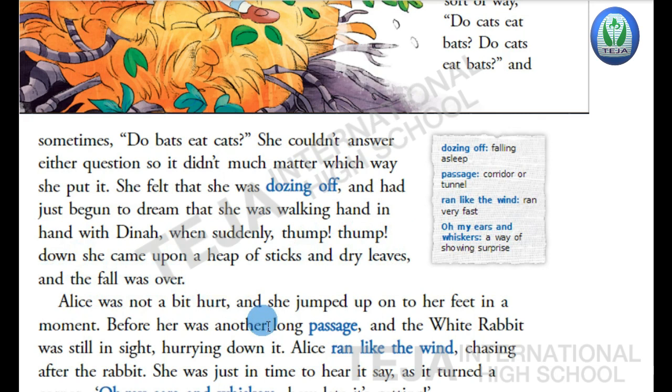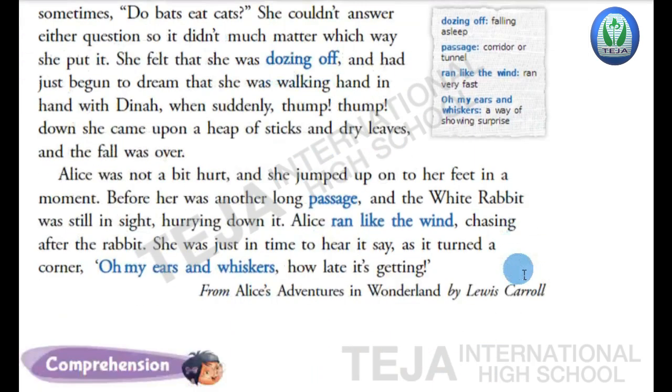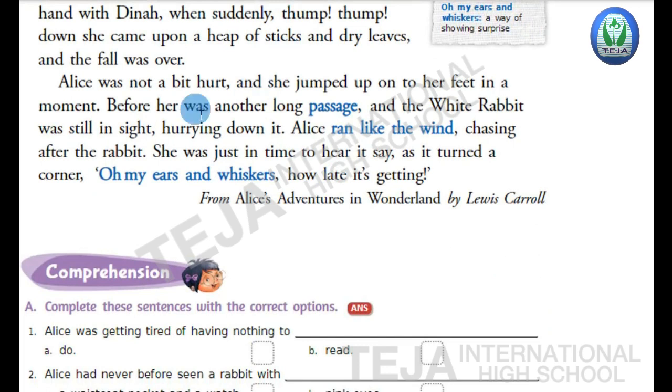And the fall was over. So she fell now. When she was in the dream, she was dreaming about Dinah. She was holding the hand of Dinah and both were walking. Suddenly, there was a sound of thump, thump, and when she opened her eyes, she saw that she was on the heap of sticks and dry leaves. With this, the fall was over.